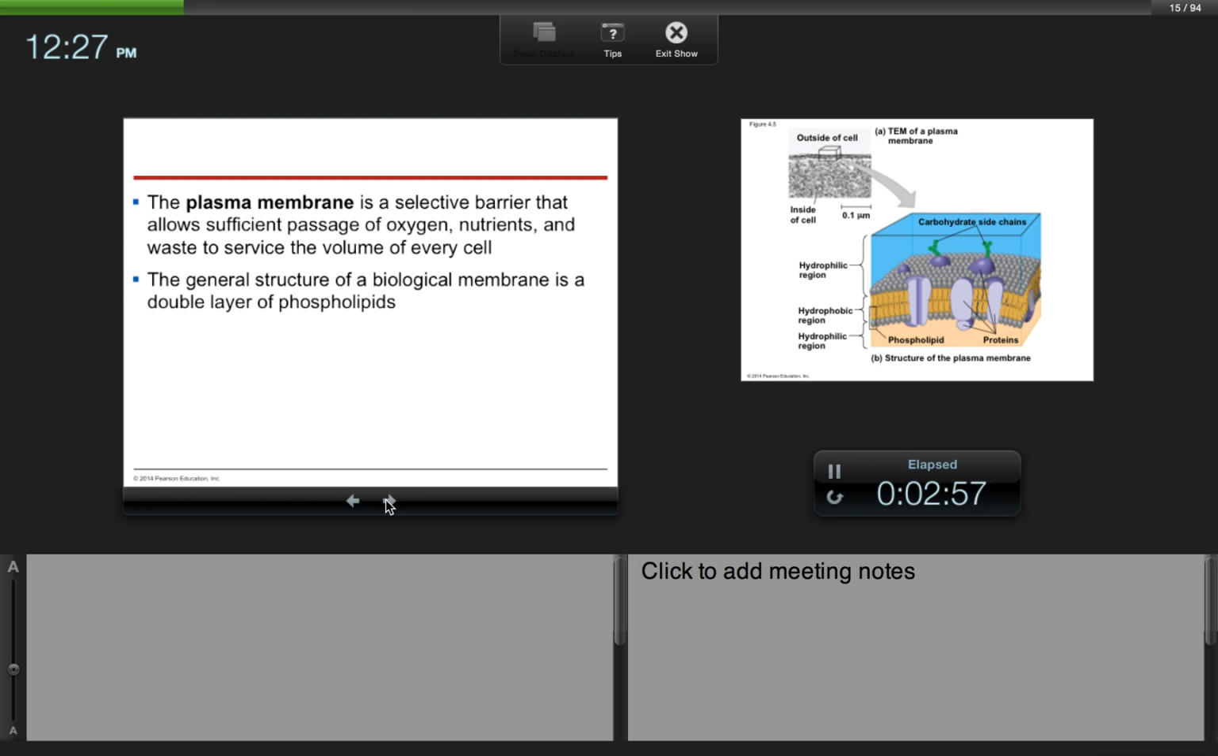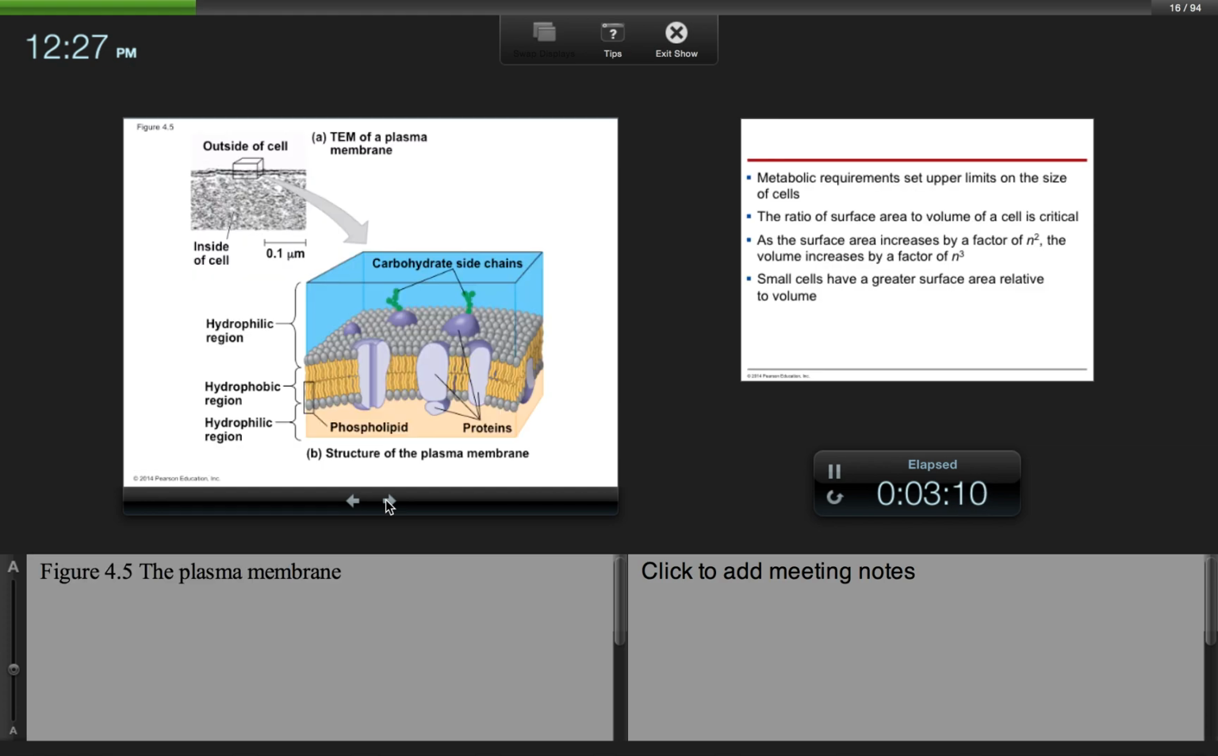The plasma membrane is a selective barrier that allows sufficient passage of oxygen, nutrients, and waste to service the volume of every cell. The general structure of a biological membrane is a double layer of phospholipids. So here is the plasma membrane. It is a double layer of phospholipids. There are phospholipid tails, which are hydrophobic, which point toward each other. And there are hydrophilic heads, which point inside and outside of the cell. This looks like it's outside of the cell, and this is inside.